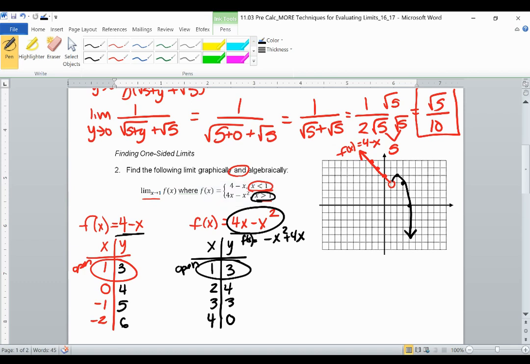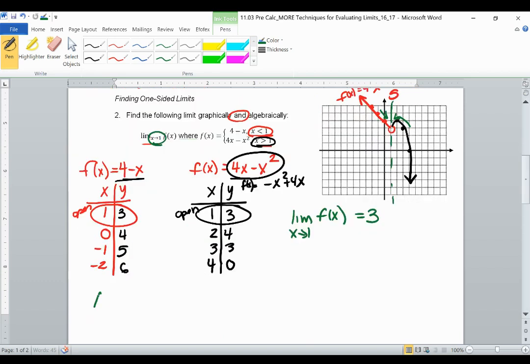Now let's talk about the limit. So the limit as x approaches 1. So from the left-hand side, our y value is approaching 3. And from the right-hand side, as we go towards that green line, we're approaching 3 as well. So the limit as x approaches 1 of f of x, graphically, we can see is going to be 3.